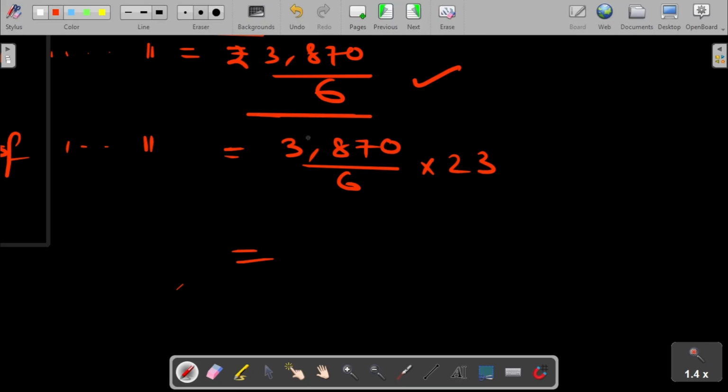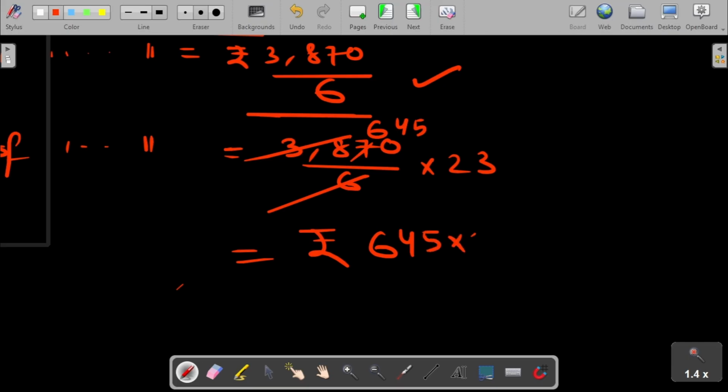So 6 multiplied with 6, 36. So 2 is for 27. So 6 multiplied with 4, 24. So this 30. So 6 fives are 30. So it becomes what? It becomes rupees 645 multiplied with 23. If you multiply these two, then this becomes what?